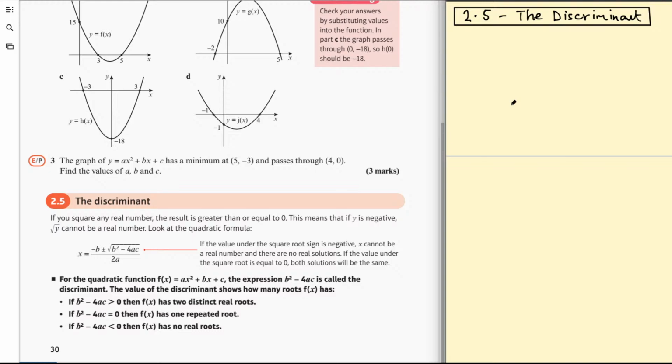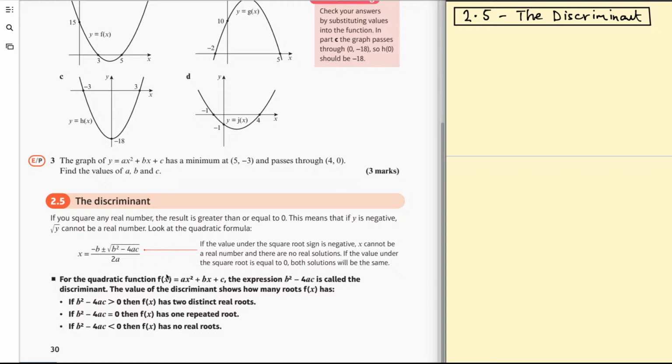Okay, let's talk about the discriminant. If you square any real number, the result is greater than or equal to 0. This means that if y is negative, the square root of y cannot be a real number. Look at the quadratic formula. The quadratic formula says x equals negative b plus or minus the square root of b squared take 4ac over 2a. And let's have a look at this term in particular, the square root of b squared take 4ac. If the value under the square root sign is negative, x cannot be a real number and there are no real solutions. If the value under the square root is equal to 0, both solutions will be the same.